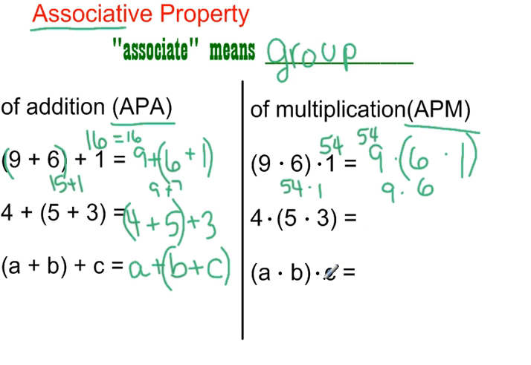and jump down to where we see it algebraically with variables instead of numbers. A times B times C with the A and B grouped together. On this other side, same order, but this time B and C will be grouped together.